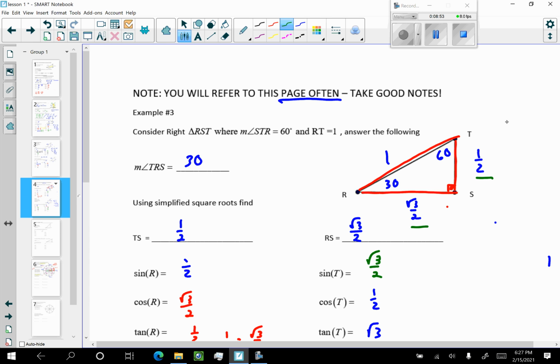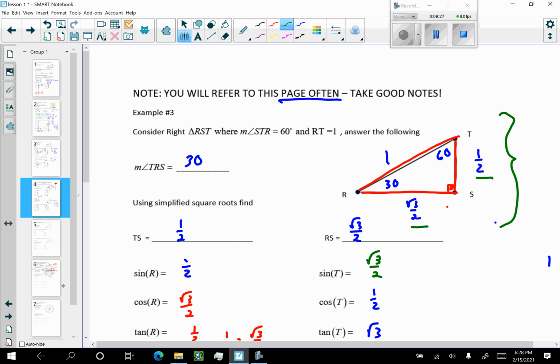We don't have time to review this yet again. I would ask that you look in your notes from the last couple weeks about the special relationship of the legs with respect to the hypotenuse on a 30, 60, 90. So we know this. We know the long leg of a 30, 60, 90 is square root of 3 over 2. We know the short leg is 1/2 if and only if the hypotenuse is 1.